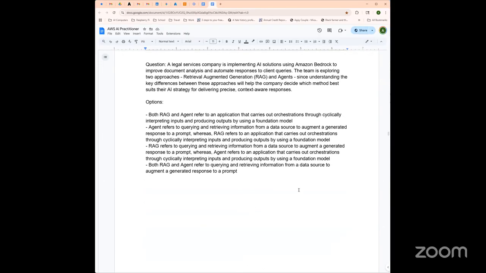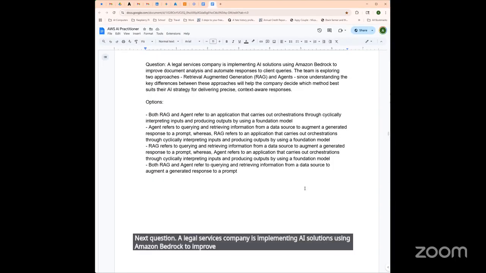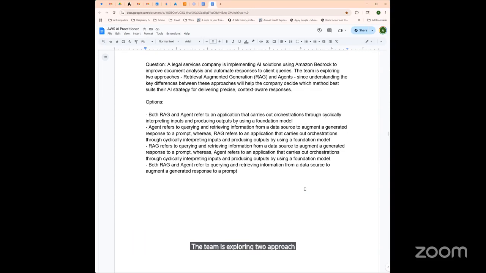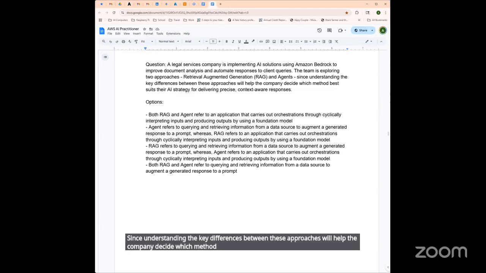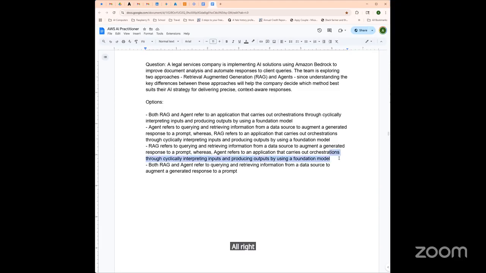Next question. A legal services company is implementing AI solutions using Amazon Bedrock to improve document analysis and automate responses to client queries. The team is exploring two approaches: RAG, retrieval augmented generation, and agents. Understanding the key differences between these approaches will help the company decide which method best suits their AI strategy for delivering precise and context-aware responses. All right, so here's the correct answer.